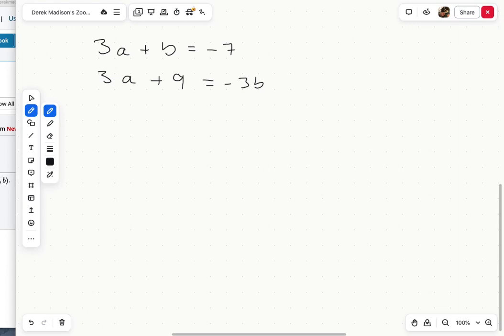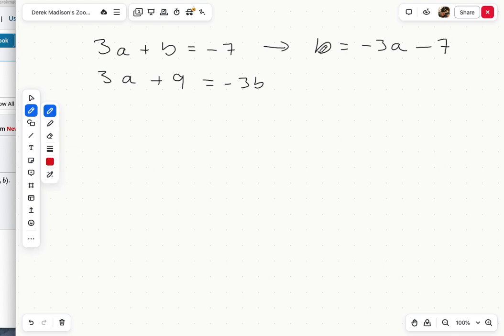Okay, so for this one, we're supposed to solve the system by substitution. So what that means is we need to get one of these four variables by itself. By far the easiest one to get by itself is that b right there. So I'm going to take this equation and rewrite it over here as b equals negative 3a, so I'm subtracting 3a over to the side, and minus 7.